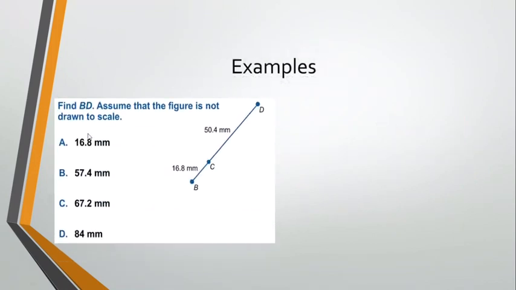Here is an example. Find BD. Assume that the figure is not drawn to scale. That means that this does not necessarily have to be exactly 50.4 millimeters. So I want to find the length of BD, so how am I going to do that?